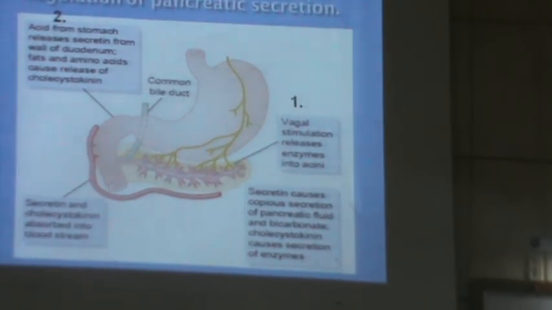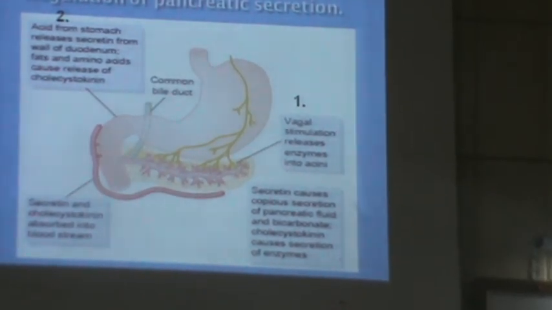The vagus was stimulated by the cephalic phase and by the gastric phase.